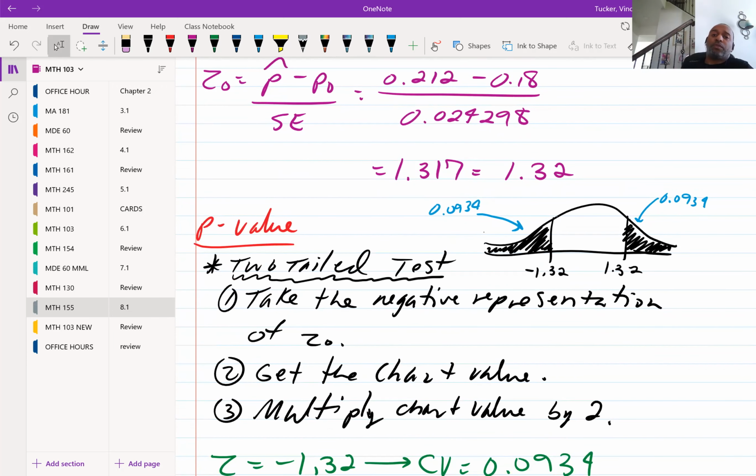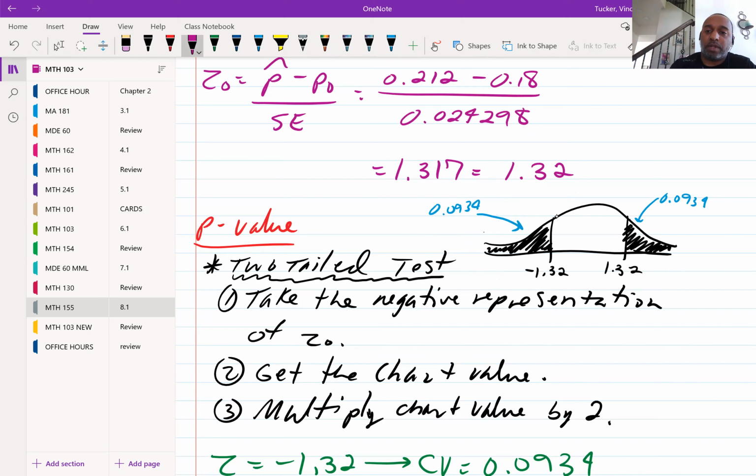All right, so first we're going to take the negative representation of z naught. So notice we had 1.32. So what I'm saying is go to the chart with negative 1.32, because notice down here we need two z values. So we're doing 1.32 and negative 1.32. Remember, we use two tails, so we need two markers to establish our tails. So we're going to use the negative representation and go to the chart and get that value. And then we'll multiply that chart value by 2.